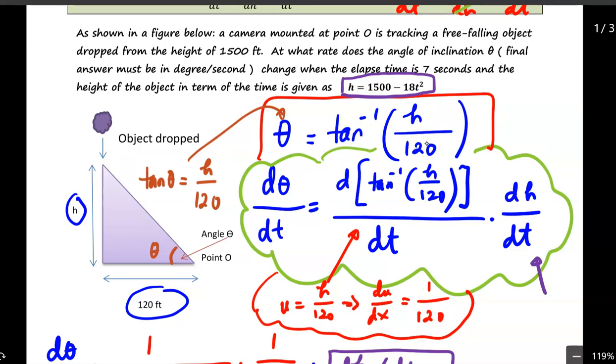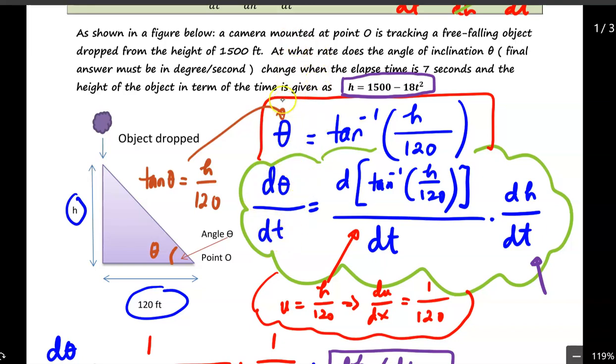And what I'm going to do next is differentiate this equation implicitly. That means I will differentiate it in terms of time. If I differentiate theta in terms of time, I answer this question right here: at what rate does the angle of inclination theta change? So d theta over dt represents what I have to find.